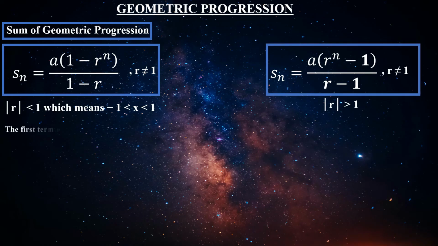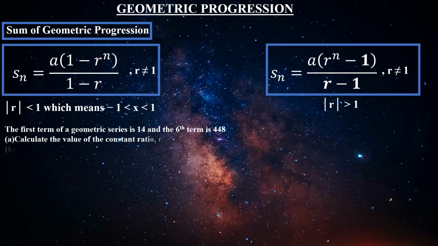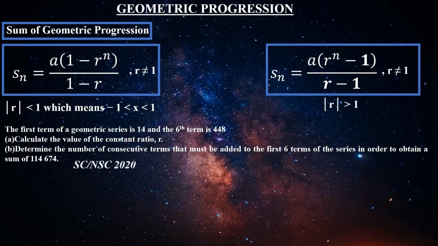Okay, so like always, let's look at an examination question. The first term of a geometric series is 14 and the sixth term is 448. Calculate the value of the constant r, that is the first question. Then determine the number of consecutive terms that must be added to the first 6 terms of the series in order to obtain a sum of 114,674. So just don't worry about lengthy statements, we're just going to solve them.